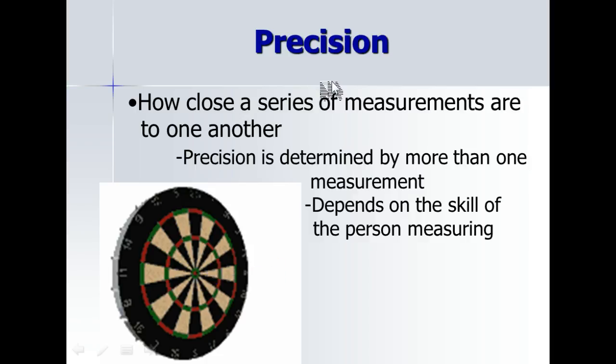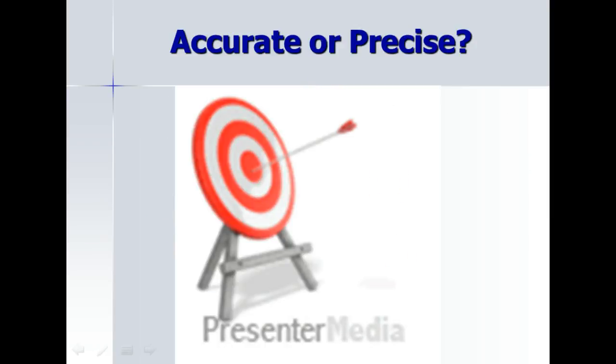Precision is how close a series of measurements are to one another. So precision is determined by more than one measurement, and it depends on the skill of the person that's measuring. So let's take a look at a few examples and determine whether they are accurate, precise, maybe they're both, or maybe they're neither. So look at these arrows.